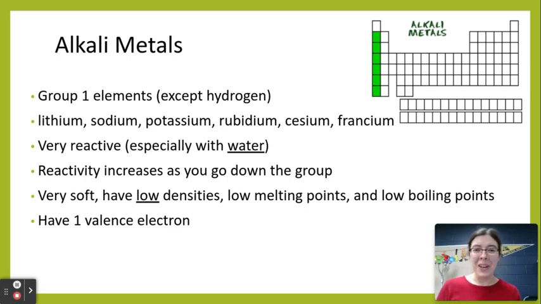Also, as you look at these elements, they tend to be very soft. You can just cut them with a knife, which if you think about it, taking a metal and cutting it with a knife doesn't sound feasible, but it is. They also have very low densities. Many of these will float on top of water. They have low melting points and low boiling points compared to other metals. And all of these family members have one valence electron because they are in group 1.